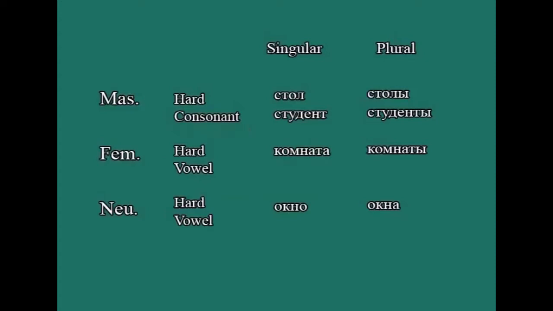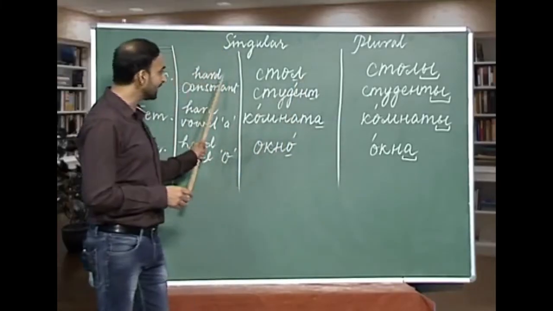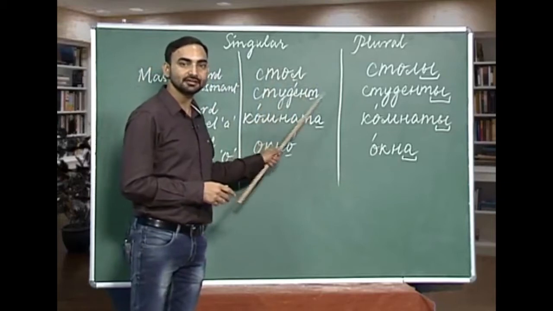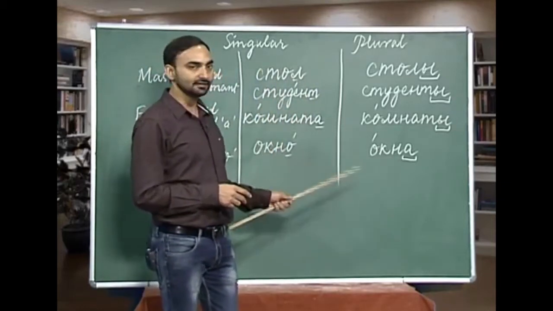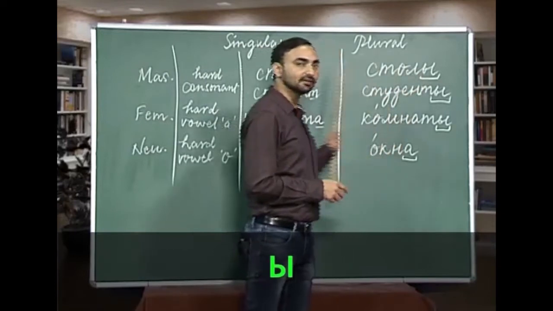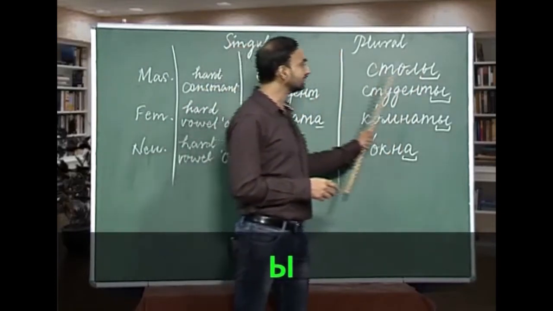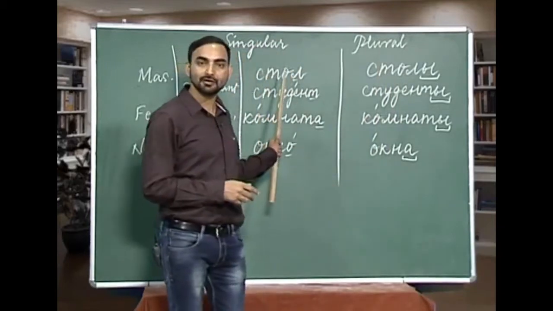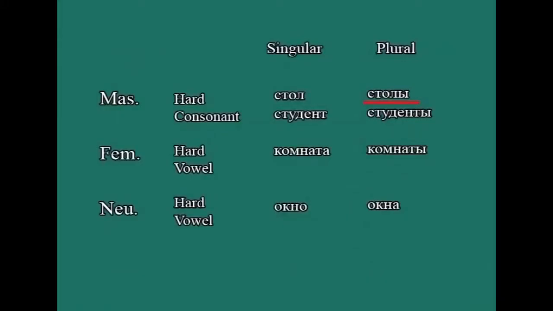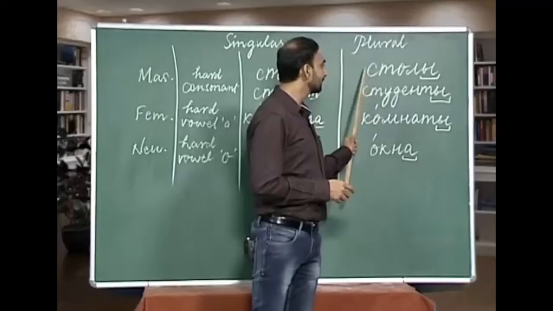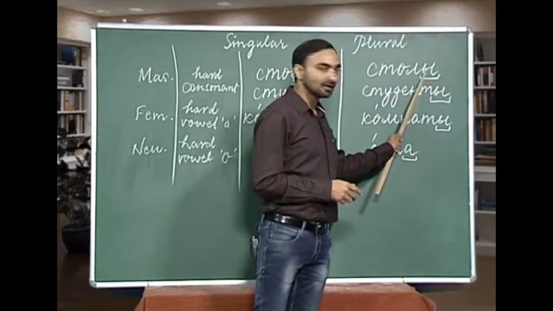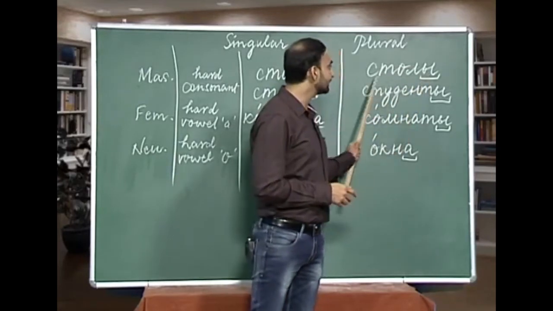Hard consonants. So, here the first noun that we have is stol. Stol is table. The second noun we have is student. So, how do we make plural of stol and student? It is very simple. What we do is we add I after the nouns. For example, what will be the plural of stol? Stali, tables. So, what we have done is we have added one extra hard vowel I, stali.